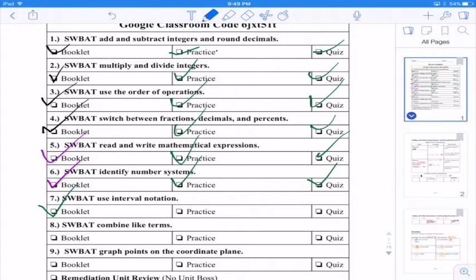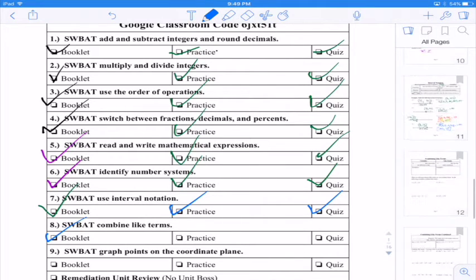Hello, Algebra 1 students. Yesterday you did some interval notation, so make sure you check off once that practice is done and once you've taken the quiz. Stay organized, and that's going to be really helpful for you. Today you're going to do combining like terms, and you can check that off. And go to that page.